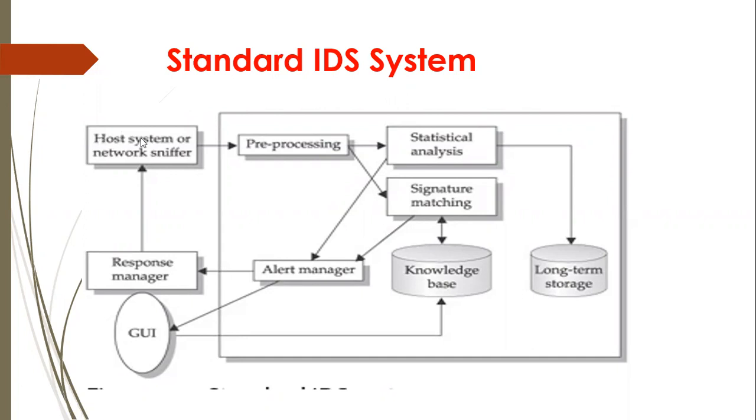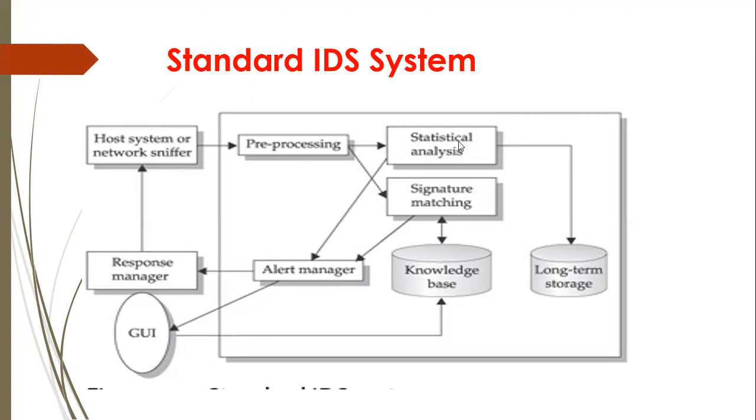So we'll have a host system or network sniffer. From this we'll be getting the log data. We'll be getting huge log data here. From that data, using pre-processing, we'll be selecting only a few important fields that contribute to identifying the intrusion, identifying the hacker attempt.